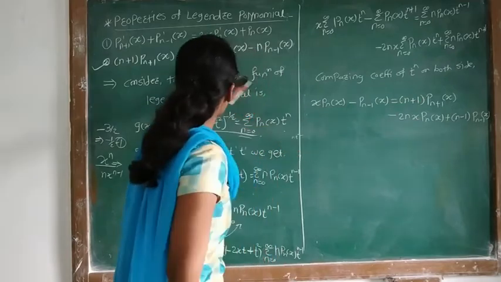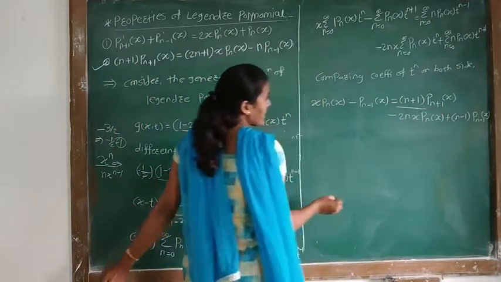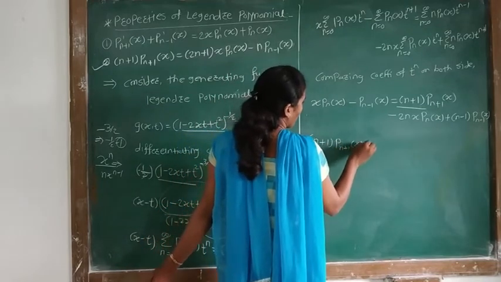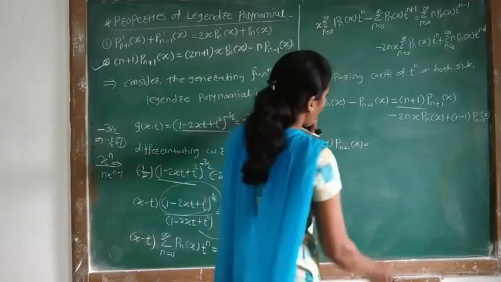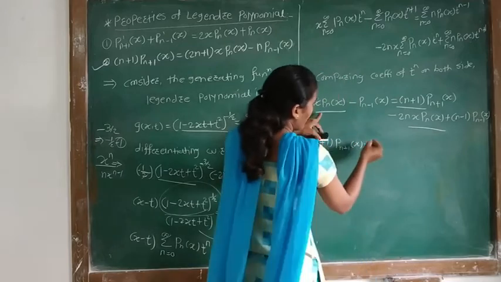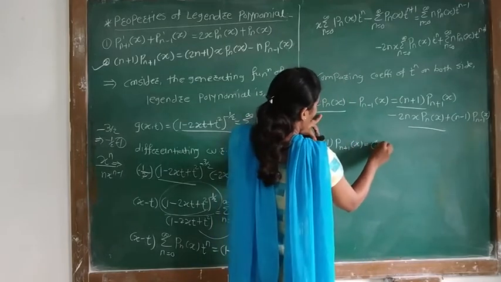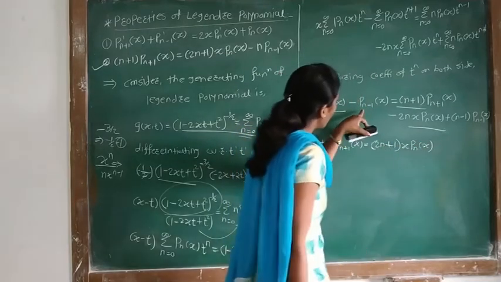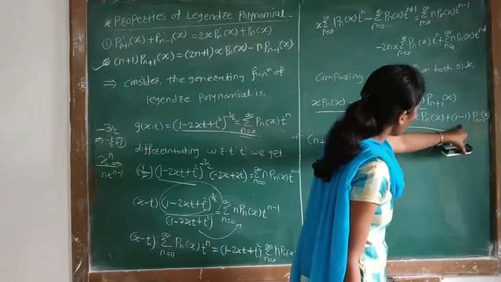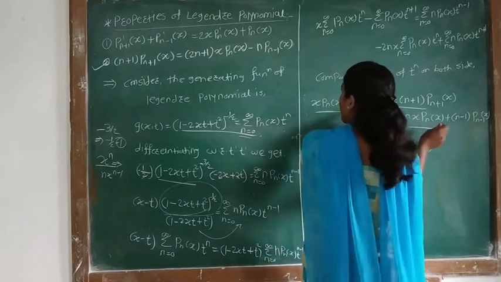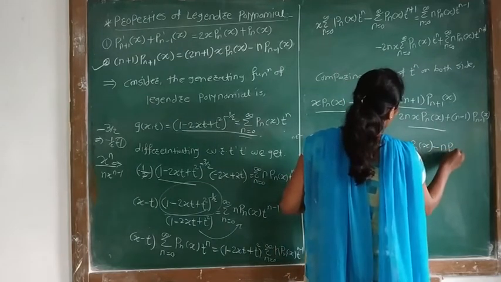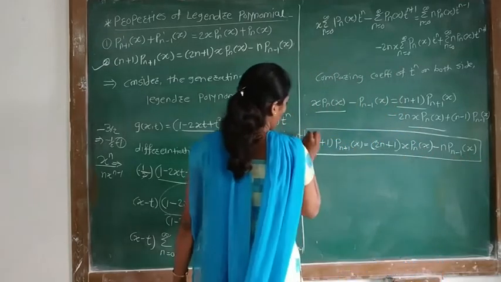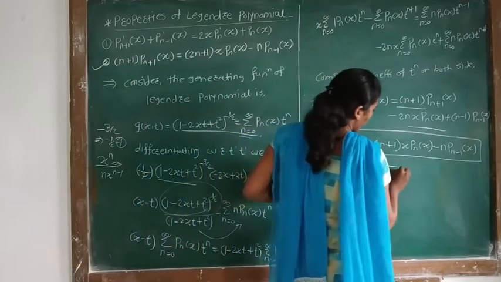Now, rearranging these terms, first we will write this equation. n plus 1 into Pn plus 1 of x is equal to, from these terms, x Pn of x is common. Therefore, I will write 2n plus 1 into x Pn of x, and minus Pn minus 1 of x and n minus 1. Therefore, minus 1 plus 1 will cancel. Therefore, n Pn minus 1 of x. This will be the second recurrence relation.